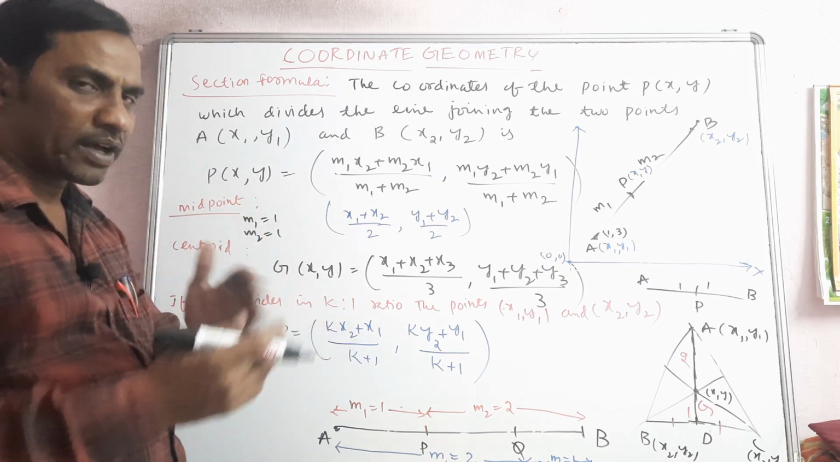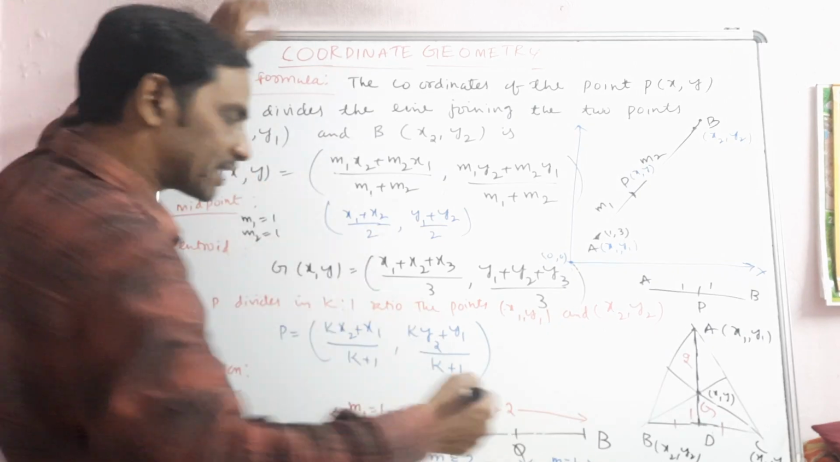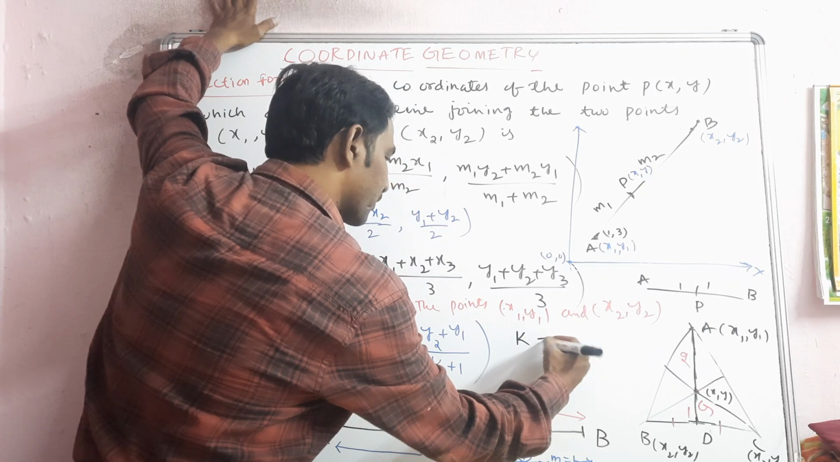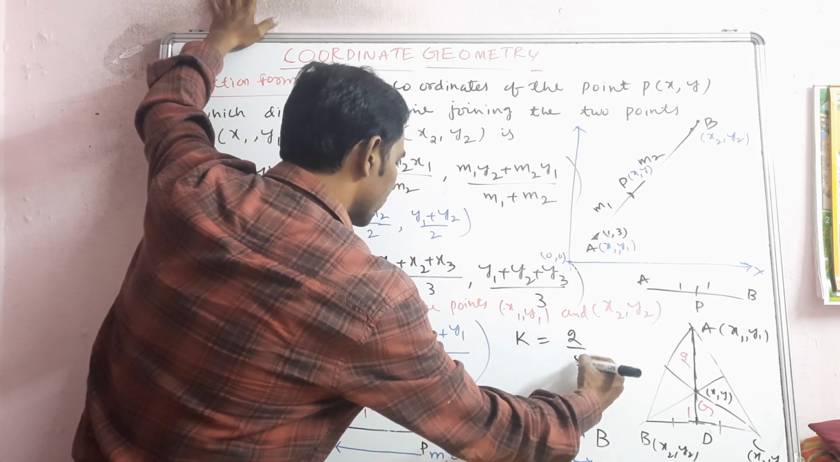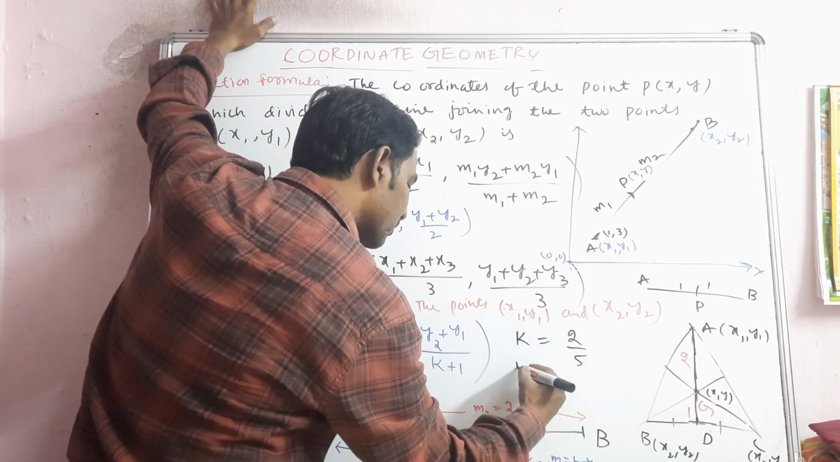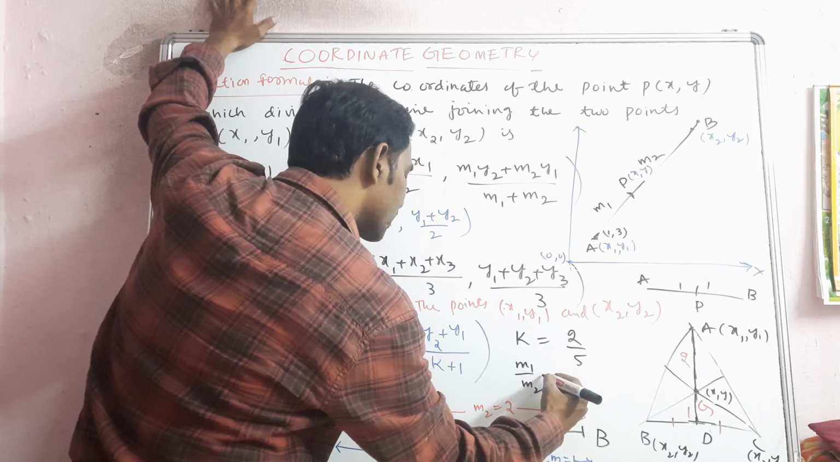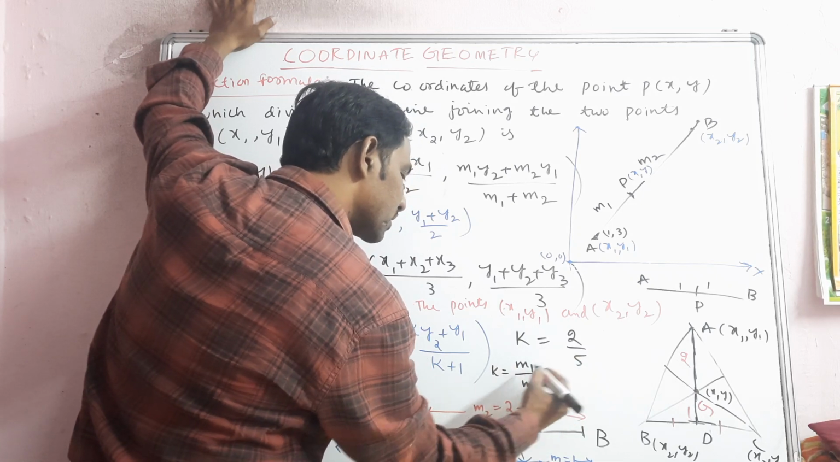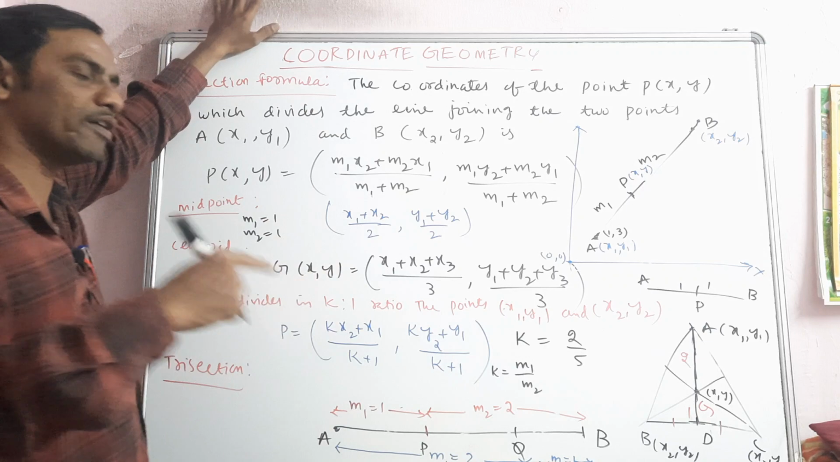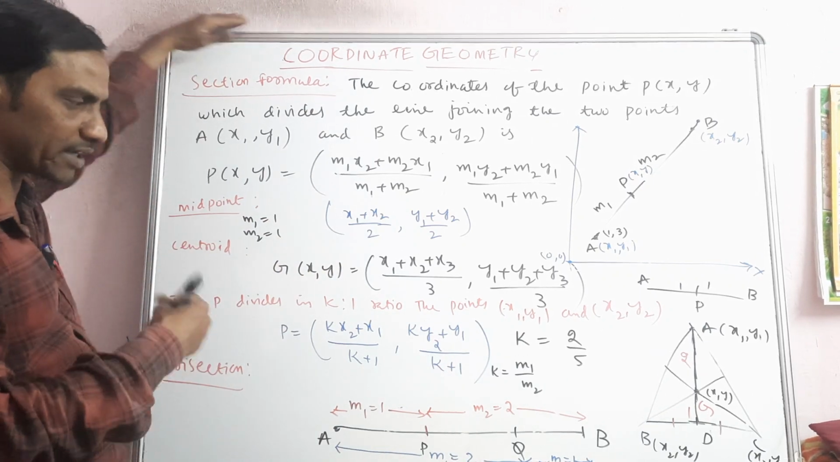Sometimes k might come as a fraction. In that case, you may get k as 2 by 7, for example, or 2 by 5. It means that m1 by m2 is nothing but k, so you can take it as 2:5, like that.